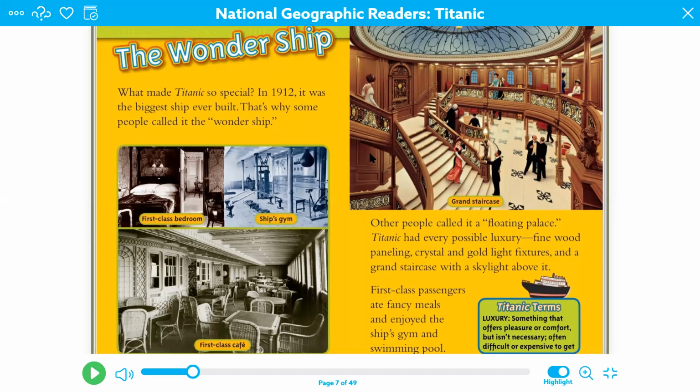So right here, this is an illustration of the grand staircase. What is this picture showing us? How do you think the Titanic was? Do you think anyone could go on the Titanic? What do these people look like? What does the staircase look like? What does the inside look like?